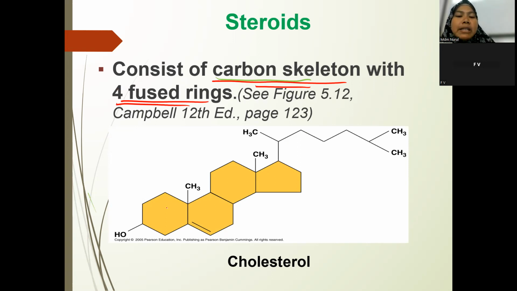You can see this is the first ring, second ring, the third ring and the fourth ring. So regardless the shape, biasanya shape of the ring might be a little bit differ, tapi as long as dia ada 4 fused ring, this is structure of cholesterol. Alright, example of the cholesterol here is steroid. Ingat, so ini adalah bentuk kolesterol, contohnya adalah steroid.